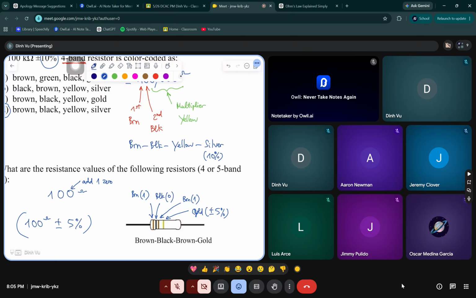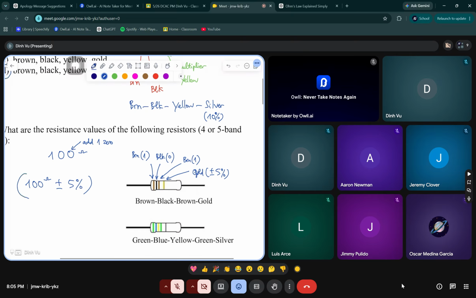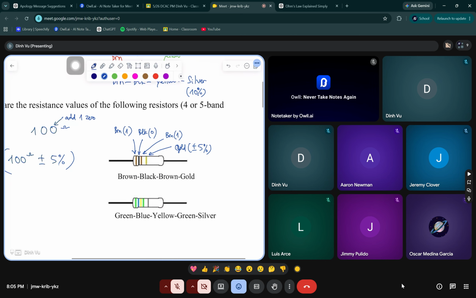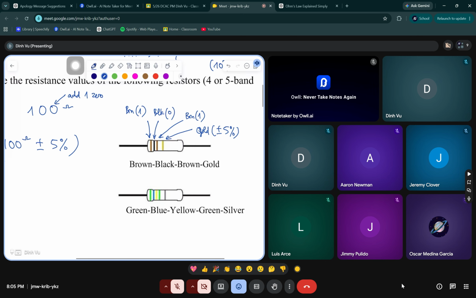Okay. Now next, this one. Green, blue, yellow, green, silver. This is a 5 band.